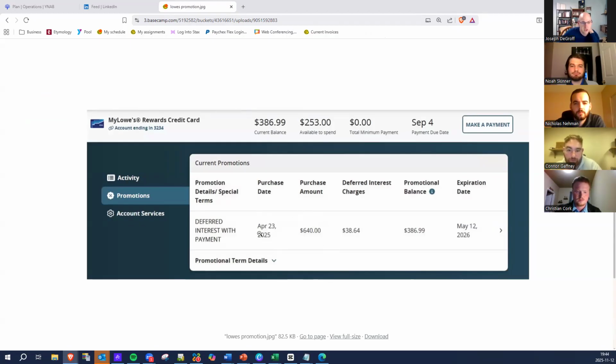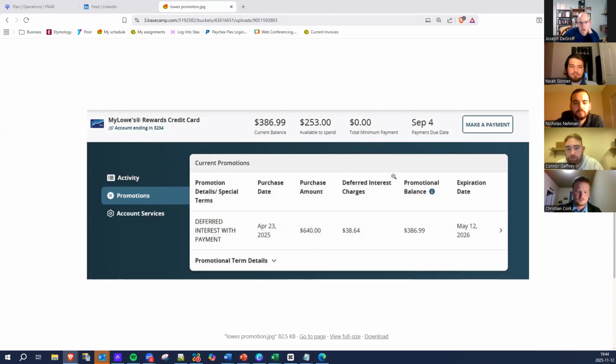So this client, she purchased something on April 23rd. It was $640. It's at 0%. This column right here says deferred interest charges, and then you've got your expiration date of the 0%. So this would be on her statement, but this is just the online statement.